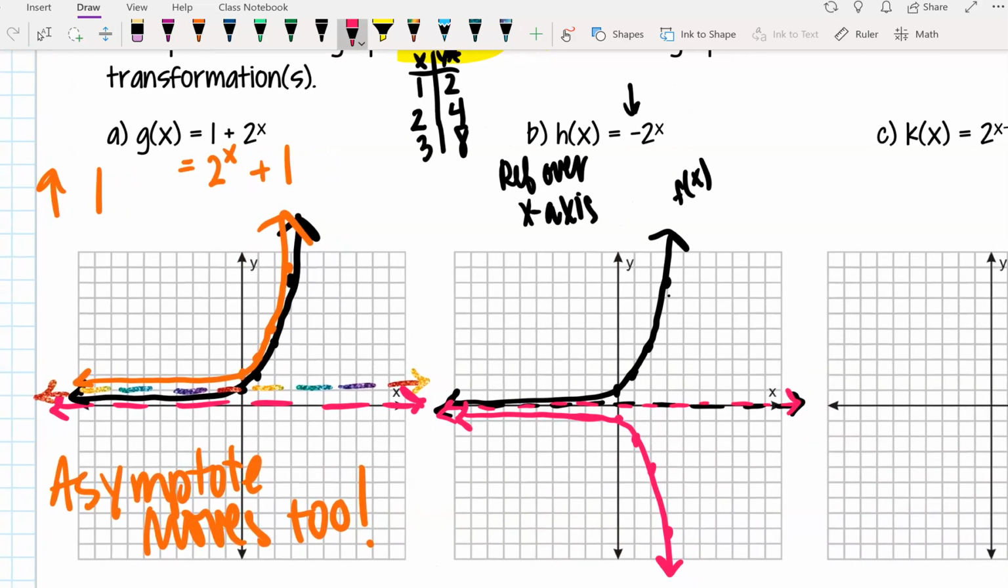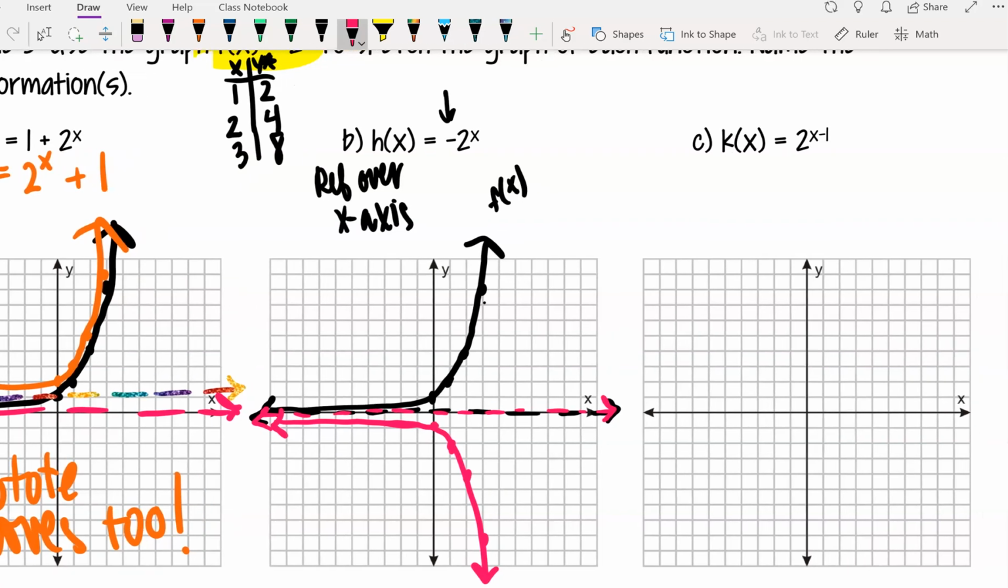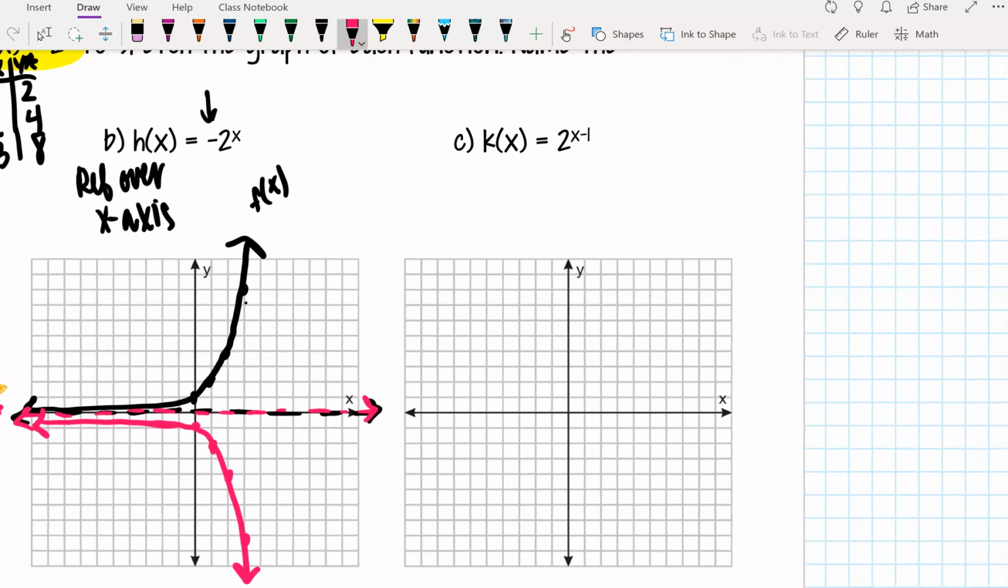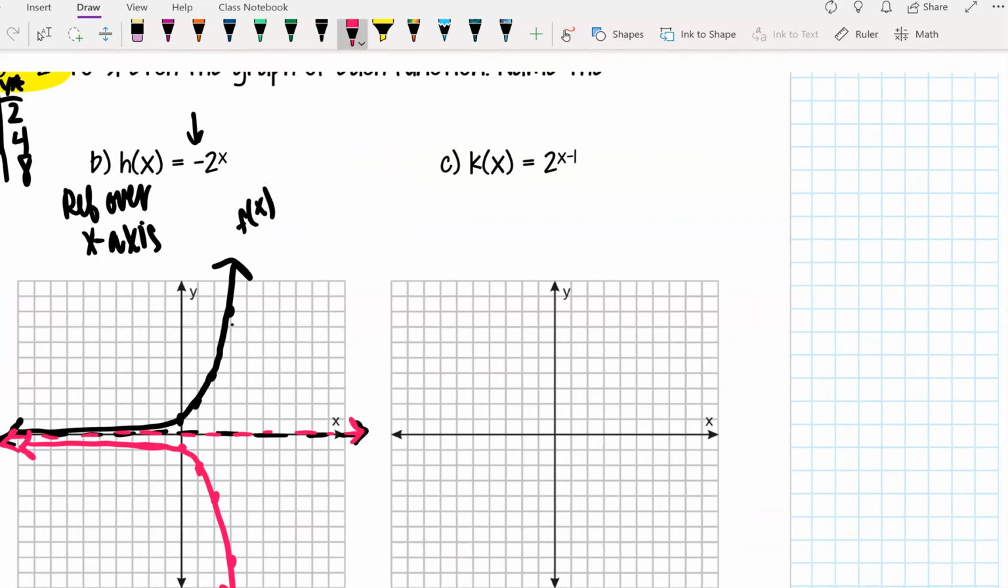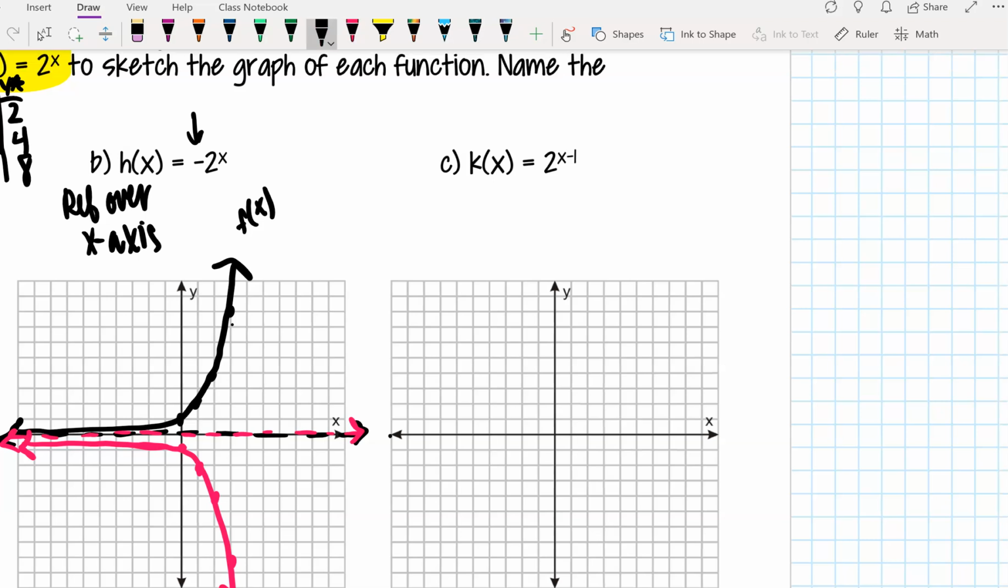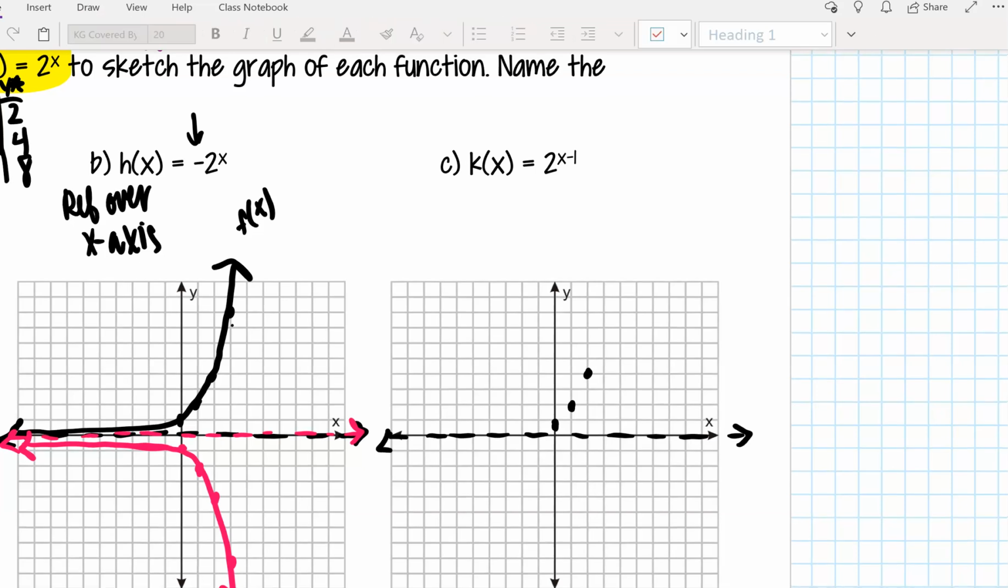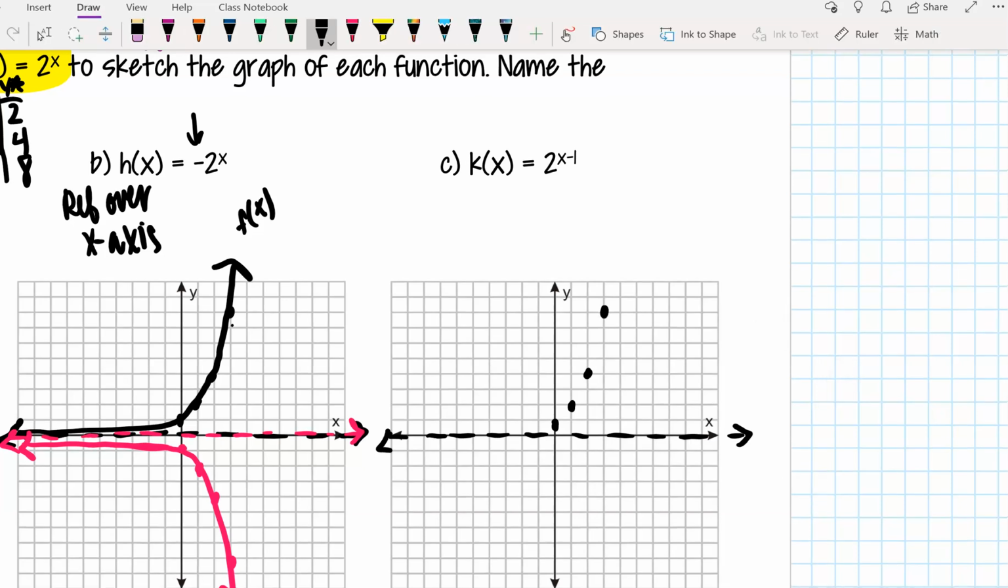So then our last one that we have is part C. We have 2 to the x minus 1. We need to put our parent function in. Okay, so horizontal asymptote all the time. That's how you start. Same points that we've been using. Okay, so once you have your points, connect your dots just like you have been. Okay, this is that first f of x.